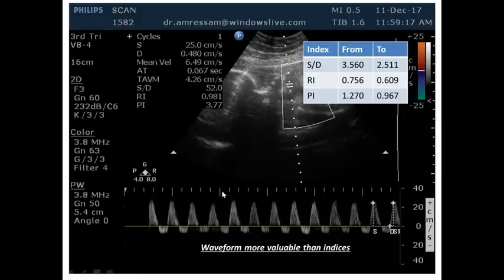So here are the indices. The peak systolic divided by end diastolic is 52. The resistance index is 0.9. Actually, there is no measure for negative values, so the resistance index is actually much worse. As you see here, the end diastolic flow cannot be entered as a negative value. So that's why it's 0.9 only, but it's actually worse than this. The pulsatility index is 3.7.